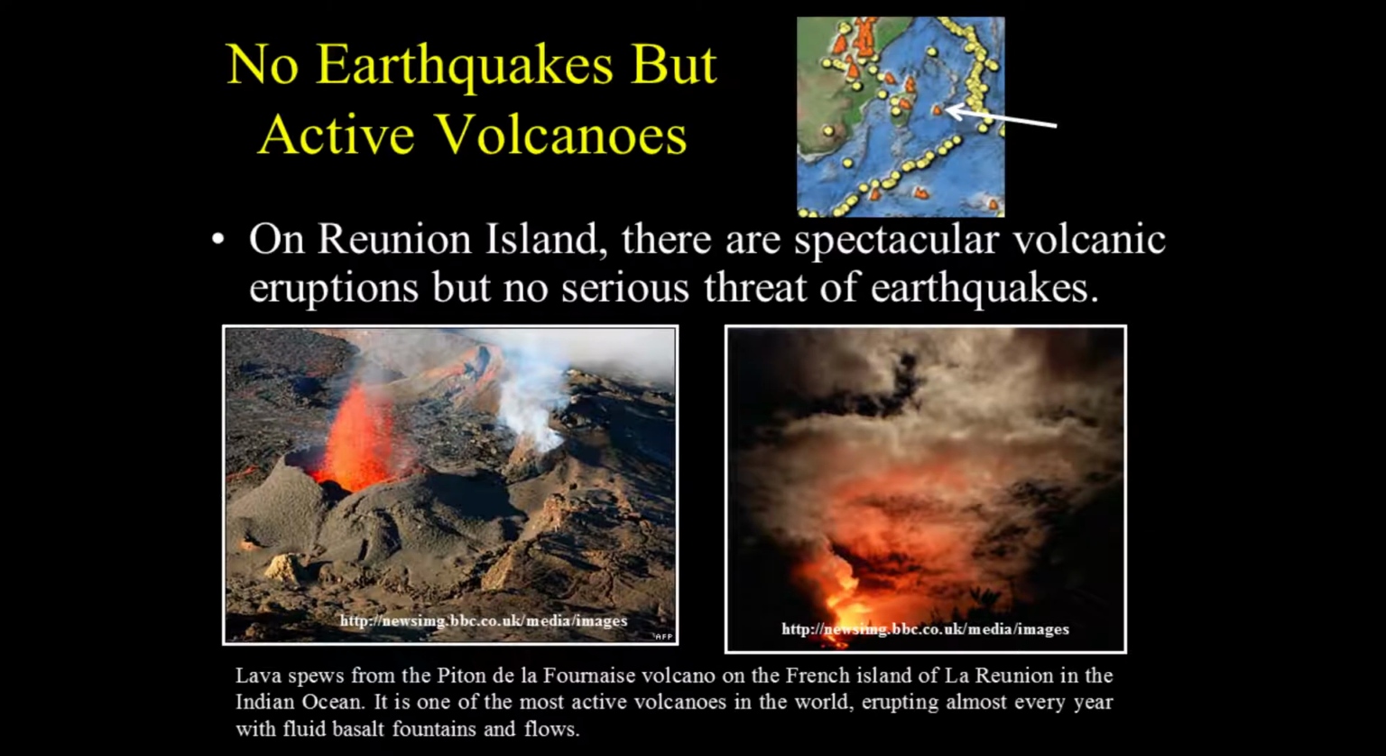An example of a region with no earthquakes but active volcanoes is Reunion Island. On Reunion Island, there are spectacular volcanic eruptions, but no serious threat of earthquakes. In these photos, lava spews from the Piton de la Fournaise volcano on the French island of La Réunion in the Indian Ocean. It is one of the most active volcanoes in the world, erupting almost every year with fluid basalt fountains and flows. Please look at the white arrow in the map. The arrow indicates Reunion Island. Notice there is no yellow on this island. Therefore, no earthquakes.